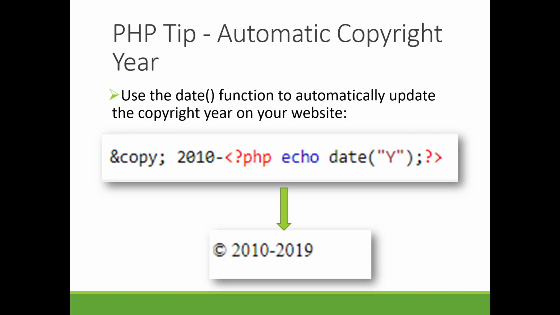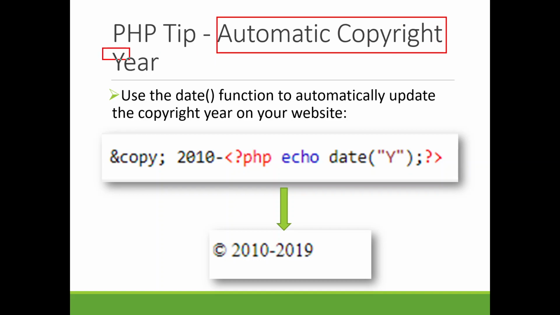Now, one of the common applications of the date function is to generate an automatic copyright year. When you visit most websites, at the very bottom, you'll see something like this: the copyright symbol, then when the site was created, and the current year. So how is this achieved? Like this.